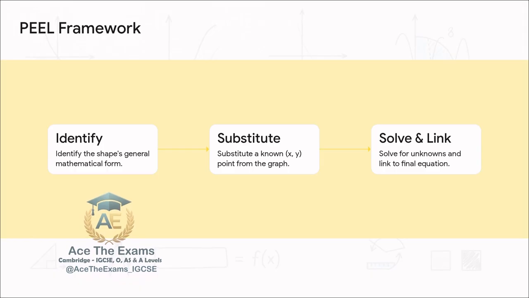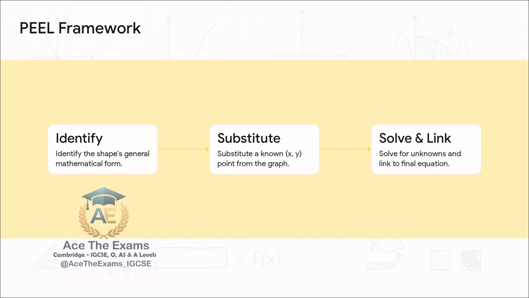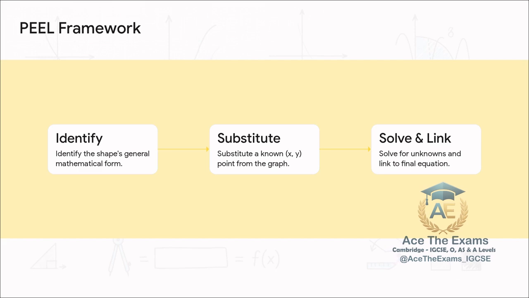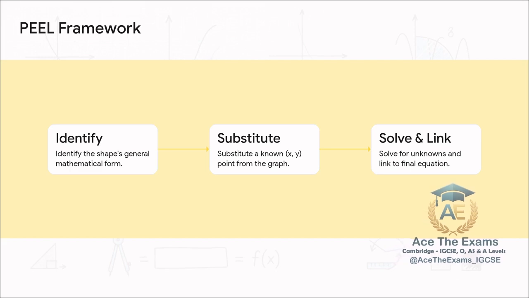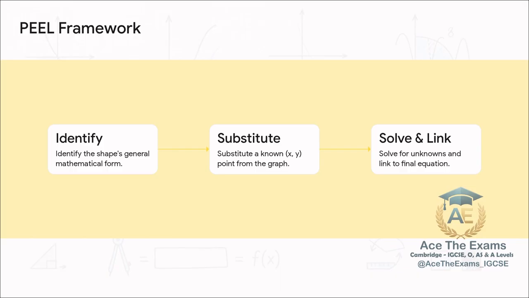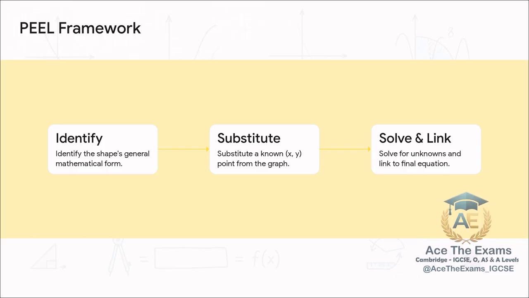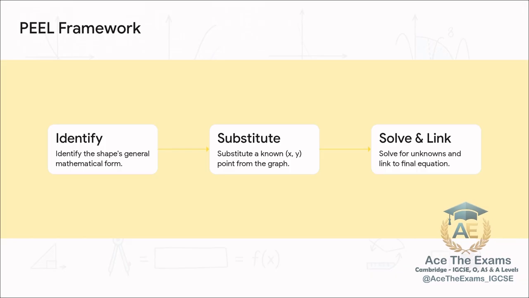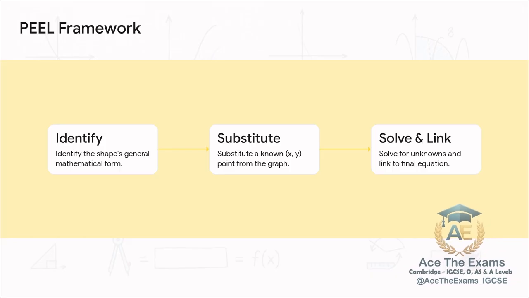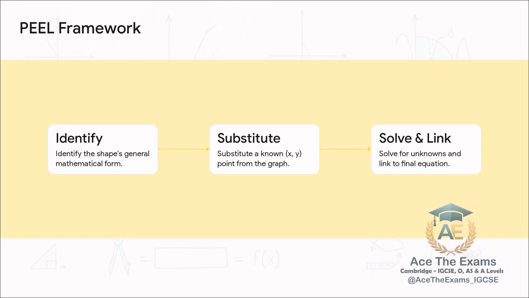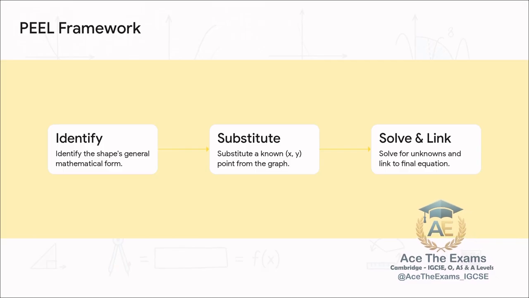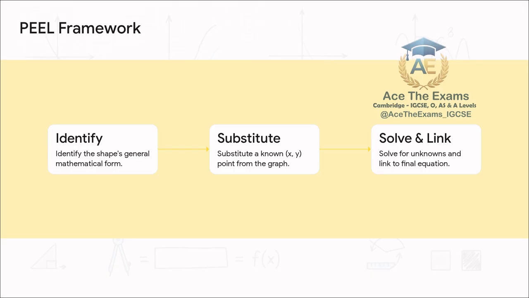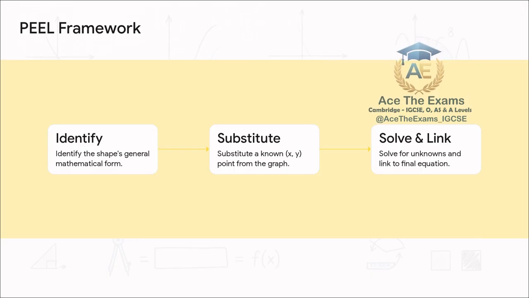Step 2 is the evidence. You extract a known xy coordinate directly from the graph. You find a point where the line crosses perfectly on the grid. Then, step 3 covers explanation and link. You substitute those values into your general form to solve for the unknown coefficients, your A, B, C, or D. And then you link it back to state the final, polished equation. This right here? This is exactly how top-tier students structure their mathematical investigations. It literally turns chaos into a simple, reliable 3-step checklist.